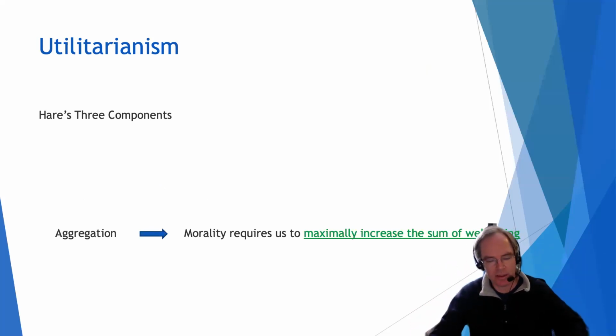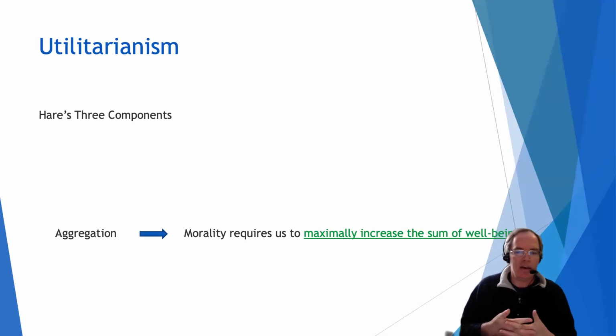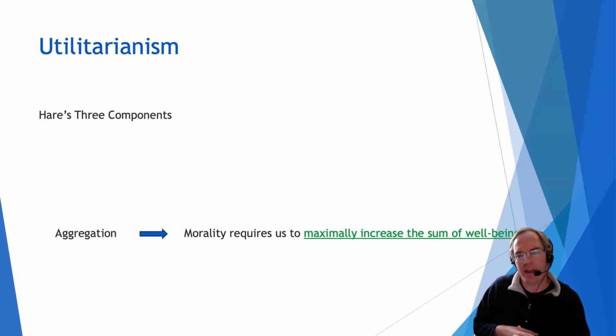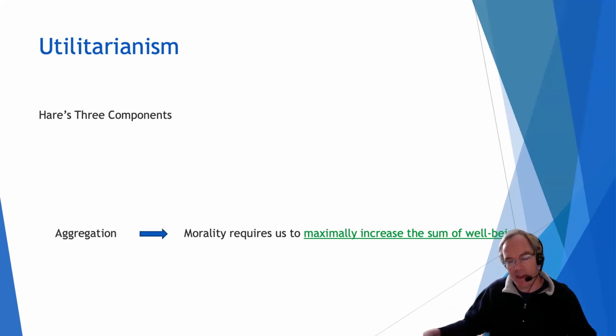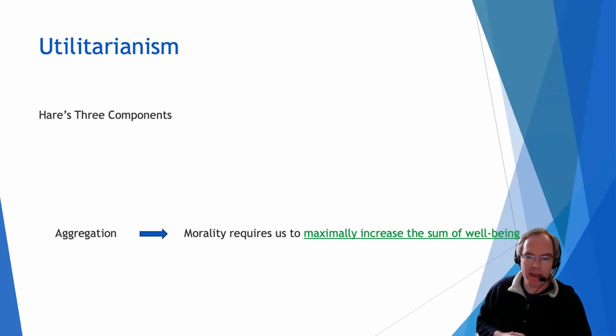Look at how your actions impact the future. Just focus on the well-being in the future. And then they say, aggregate the well-being. Okay, what is aggregation? That's a word you could easily look up in the OED with that link I gave you. It just means to add together. So you have a bunch of things, and when you aggregate them, you put them together into a big pot. And so in this case, what it means is morality requires you to maximally increase the sum of well-being.